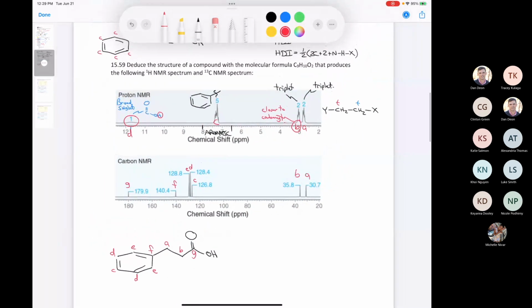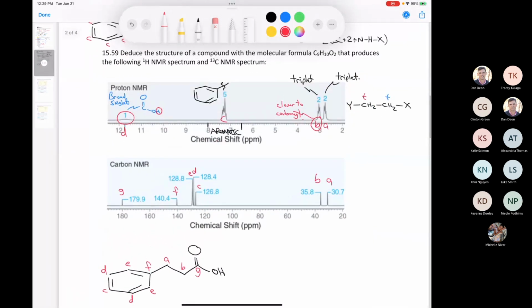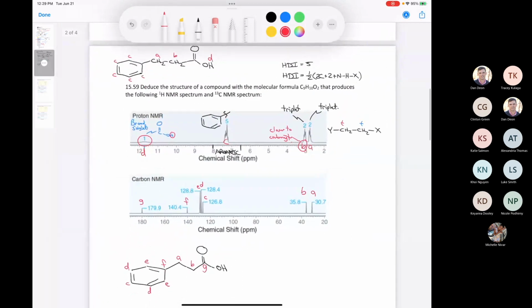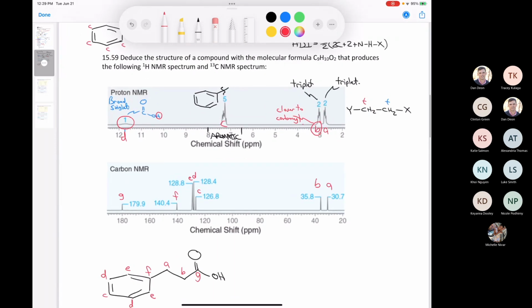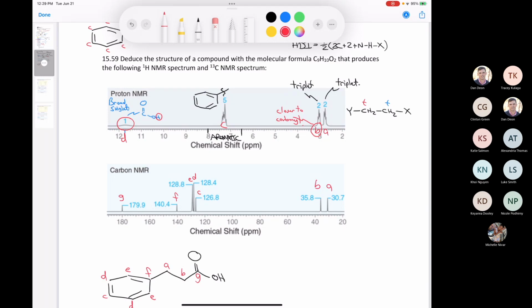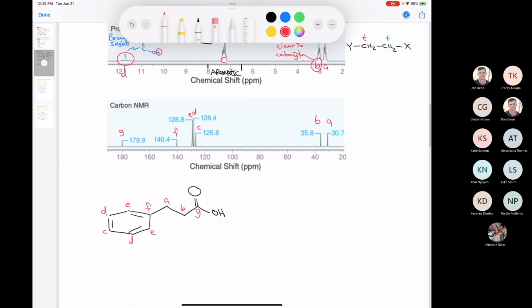And there we go. We've annotated both the proton and the carbon NMR spectra for these 2 molecules. Any questions about that one? About 15.59. Because if not, we're going to move on and take a look at a combined spectroscopy problem. So let's do that.